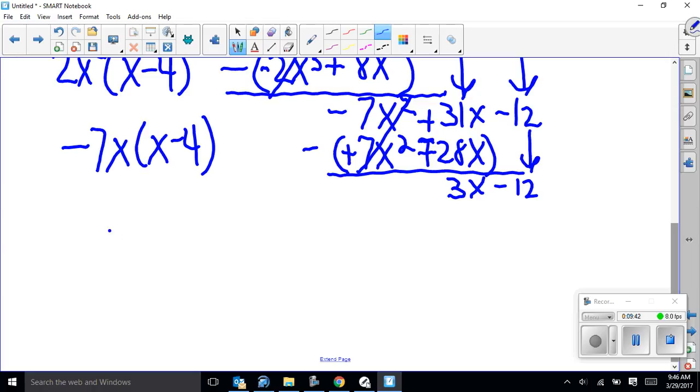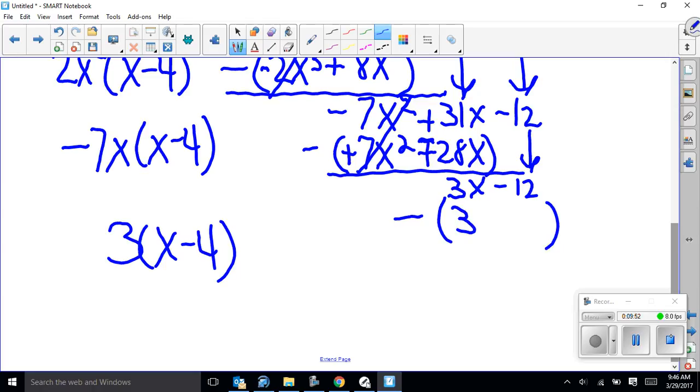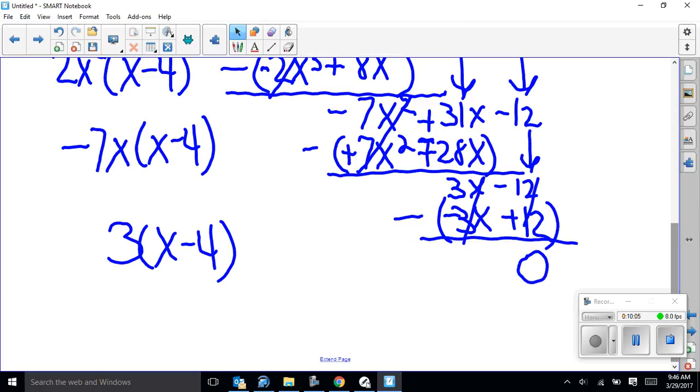We have 3 times x minus 4. This one's still 0. Alright, so 3 times x gives us 3x, and 3 times negative 4, negative 12, distributing our negative. It cancels out, so this one also has a 0 remainder.